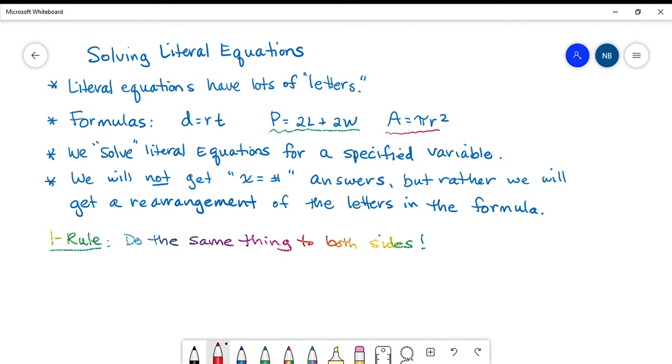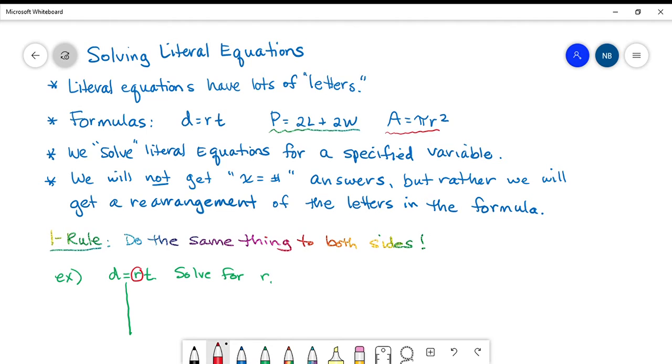Our first example is distance equals rate times time. Solve for r. So we're isolating the rate in the formula. Rate is another word for speed. Well, draw a line at the equals. The variable we're solving for is r. So we need to move any letter on the same side of the equation with r to the other side, but we need to do it in a legitimate way.